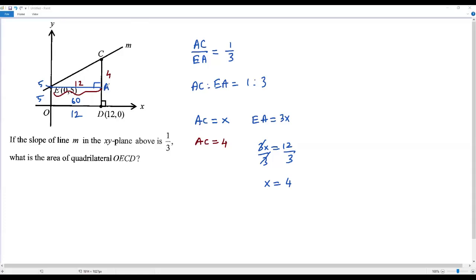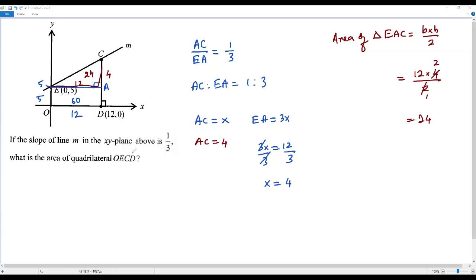So this EA represents the base of the triangle. This AC represents the height of the triangle. So to get the area of this triangle, what is the formula? Area of a triangle EAC equals base times height divided by 2. So the base of the triangle is given by EA, its length is 12, and the height of the triangle is given by CA, its length is 4, divided by 2. So 2 goes into 2 one time, 2 goes into 4 two times. 2 times 12 is 24. So the area of this right triangle EAC is 24 square units.